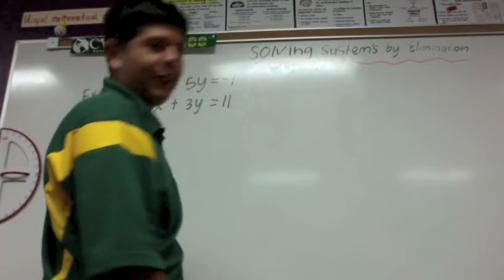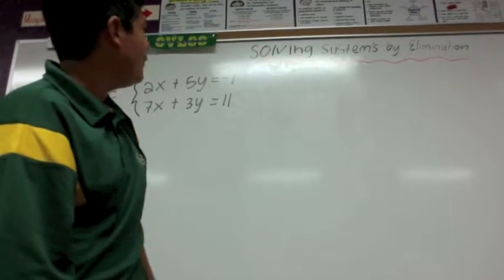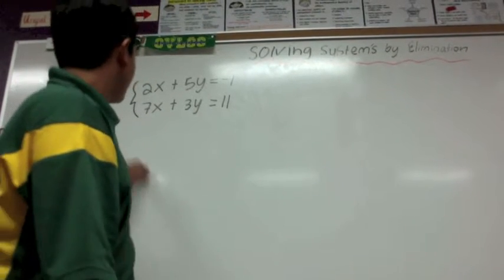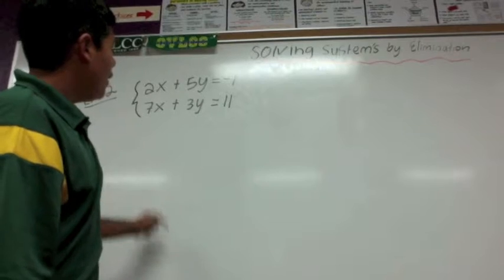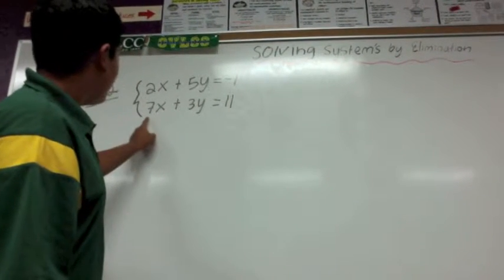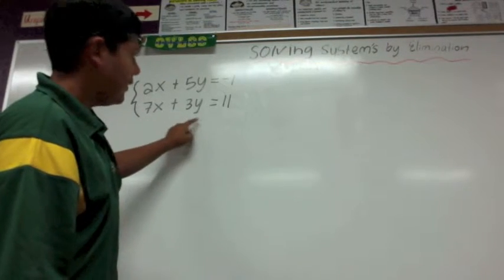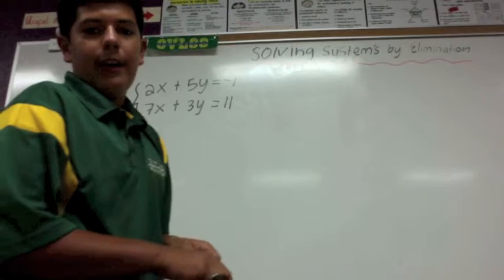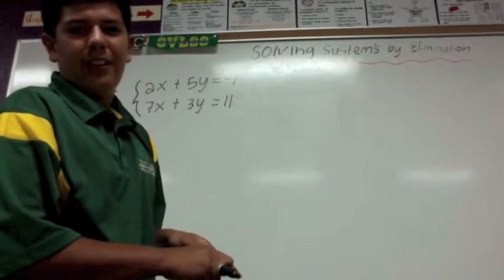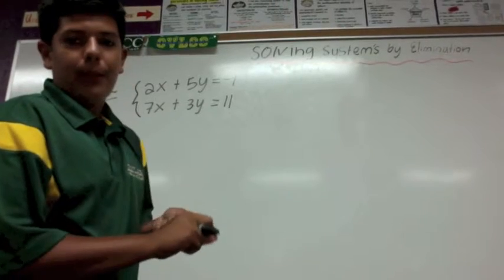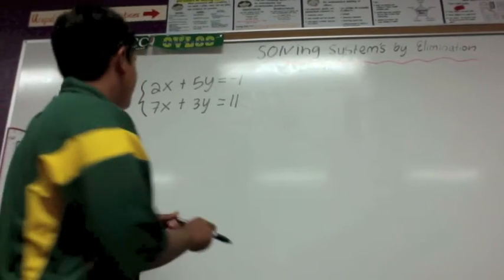Okay, so we're going to continue on with example 2 of solving systems by elimination. So here we got our example. 2x plus 5y is equal to negative 1, and 7x plus 3y is equal to 11. So first, since we need to eliminate a variable, we can multiply the first equation by negative 3 and multiply the second equation by 5. So let's do that.